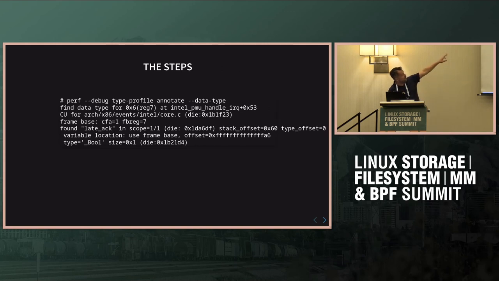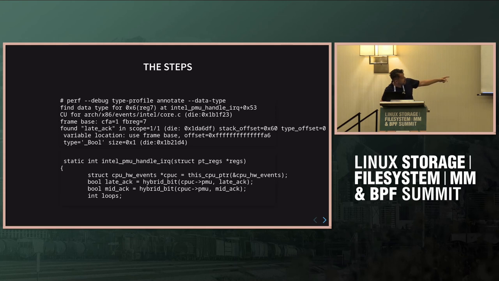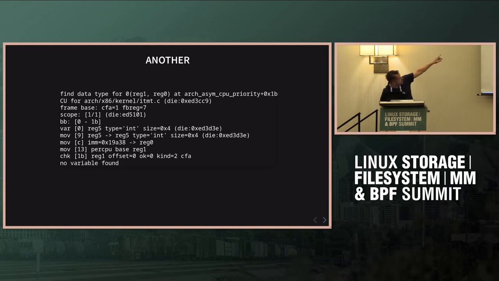And there's this goodie here. You say perf --debug type-profile annotate --data-type, and then it will say all the steps that it's doing so that you understand how it's using the debug information, how it's using internal algorithms in perf to get to it. And if you look there, yeah, bool late_ack, it's a bool on the other. It is showing, in this case, it didn't find the variable. So using these, you can go back and try to follow yourself and try to figure out if you can use some other approach to figure out the type.